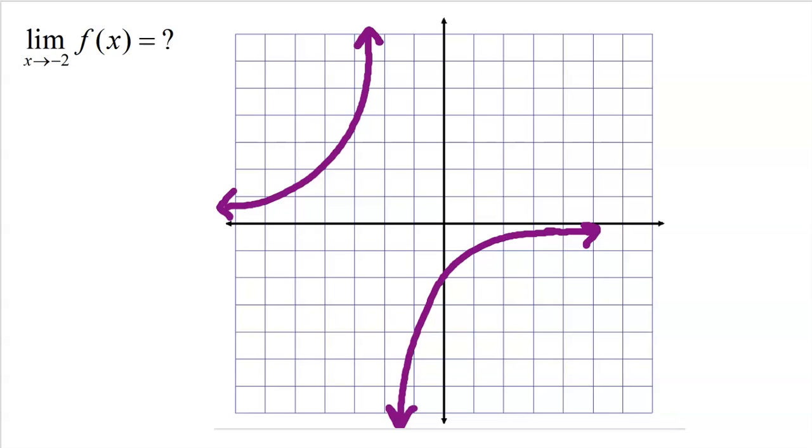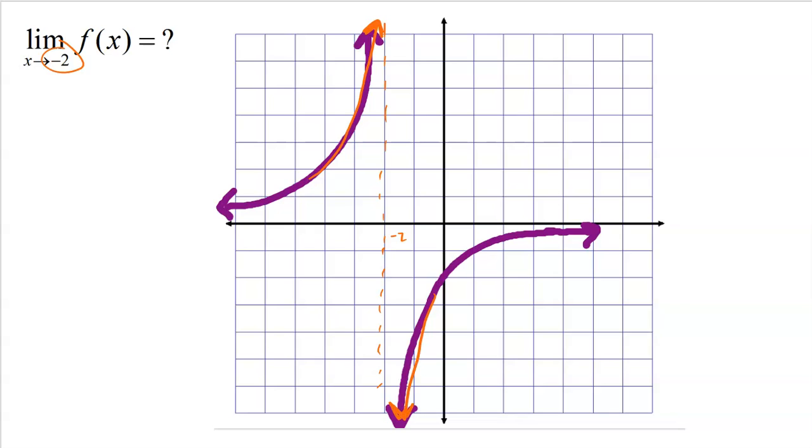All right, what is happening to this function? What is the limit as x approaches -2? So once again, let's go ahead here and make a line at -2. And we say, okay, well, on the left side, it looks like I'm going up forever and ever and ever. The right side looks like I'm going down forever and ever.